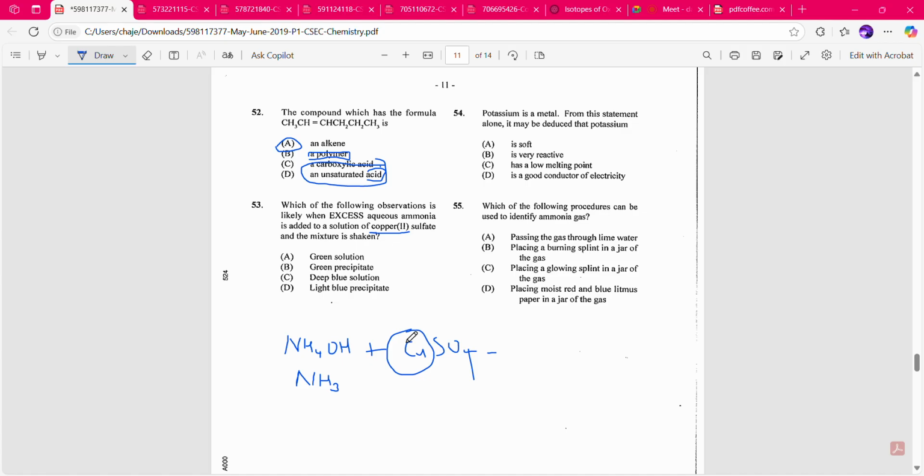We won't exactly form a precipitate because the ammonia right here is soluble, and when we combine everything, we're going to form copper ammonium sulfate, which is soluble. So I'm going to go with deep blue. It's a deep blue solution that we form. Just try to memorize this one. Try to memorize this answer here. It's a deep blue that we see.